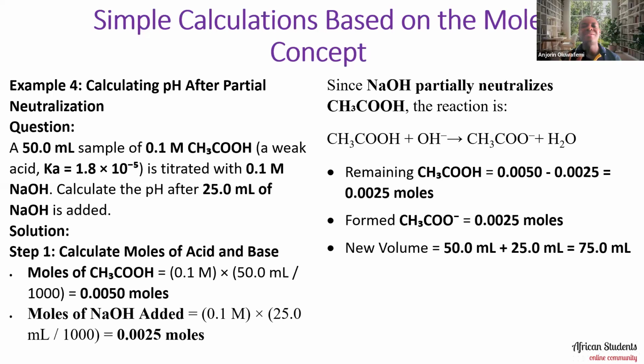0.0050 minus 0.0025. That is, you do a subtraction of the number of moles of sodium hydroxide from the number of moles of ethanoic acid. So when you do that, you will end up having what? 0.0025 moles. So the sodium ethanoate, so to speak, or the acetate that is produced is just 0.0025. So because it's a partial neutralization, that will occur because the acid is a weak acid.